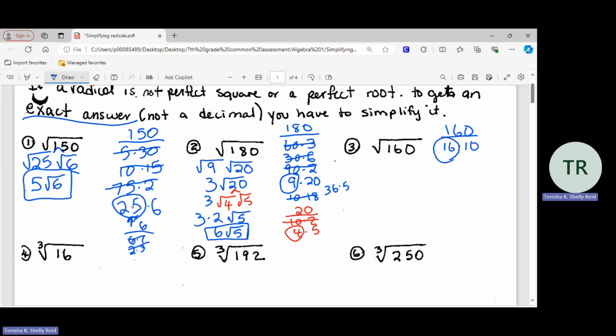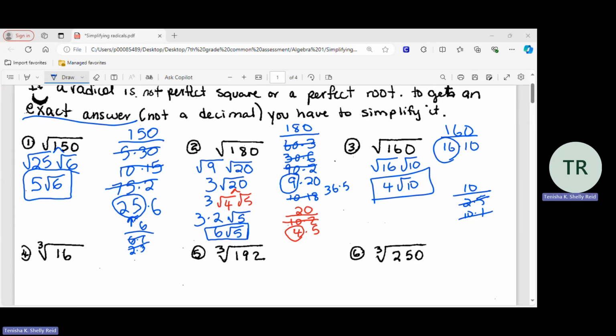160 was broken into 16 times 10. So I broke this into 16 and the square root of 10. The square root of 16 is 4. So then we had 4 radical 10. I'm going to try out the 10 over here. That's 2 times 5 and 10 times 1. None of those are perfect squares. So this is as far as I can go when it is simplified.